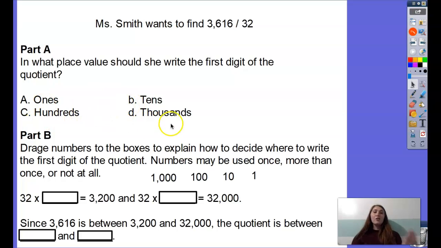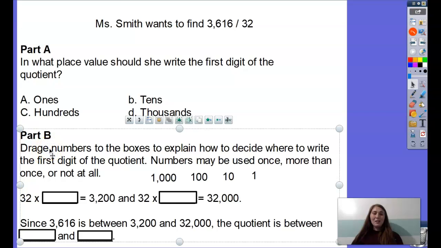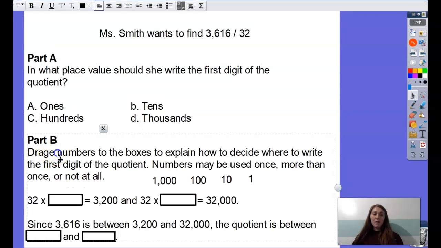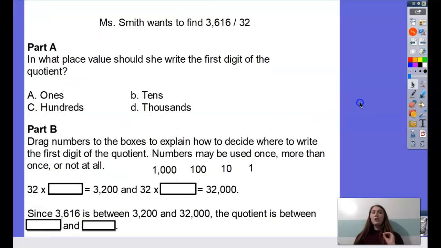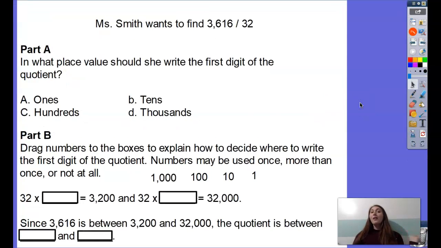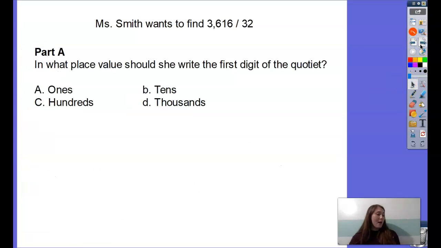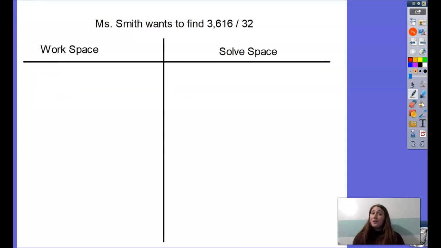Ones, tens, hundreds, thousands. And then we're going to drag the numbers to the boxes to decide where to write the first digit. So there are two parts, but we're going to do one part at a time. So let's look at our first part first. I want you to set up your math notebook. I'm setting mine up with my workspace and my solve space. Set yours up now and pause the video while I set mine up here. Now that I have my notebook set up with workspace and solve space, and you do too, we are going to work on solving this together.